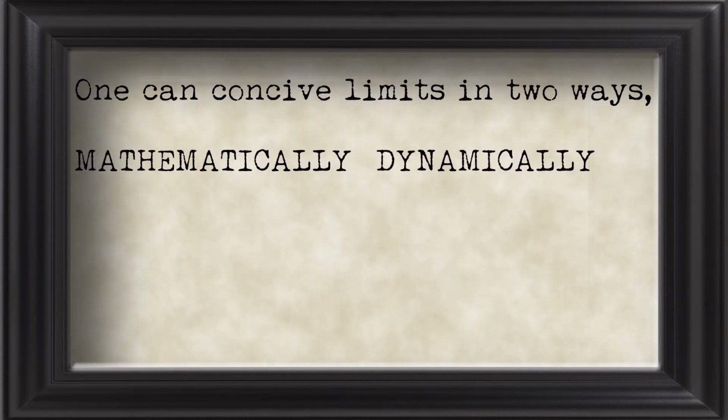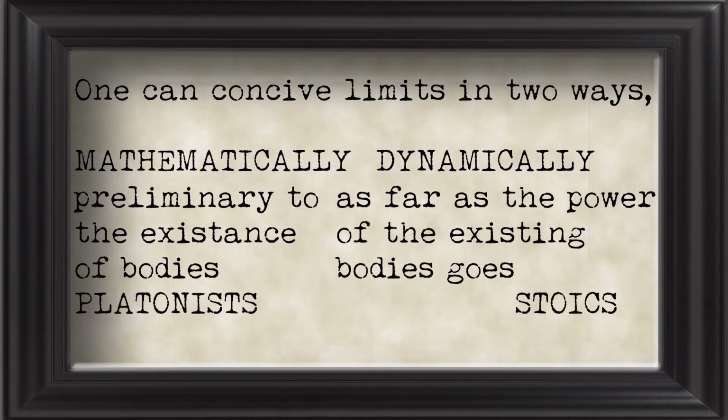In any case, framing is limitation. But, depending on the concept itself, the limits can be conceived in two ways. Mathematically or dynamically, either as preliminary to the existence of the bodies whose essence they fix, or going as far as the power of existing bodies goes. For ancient philosophy, this was one of the principal features of the opposition between the Platonists and the Stoics.